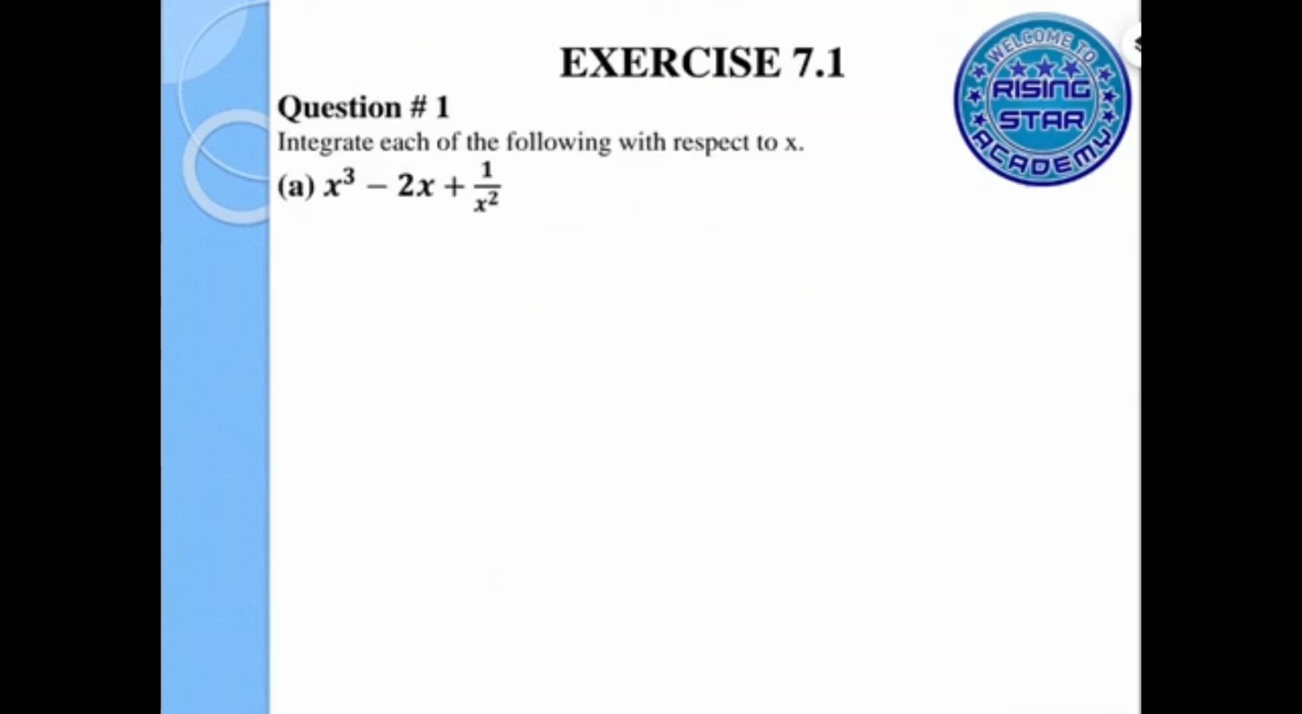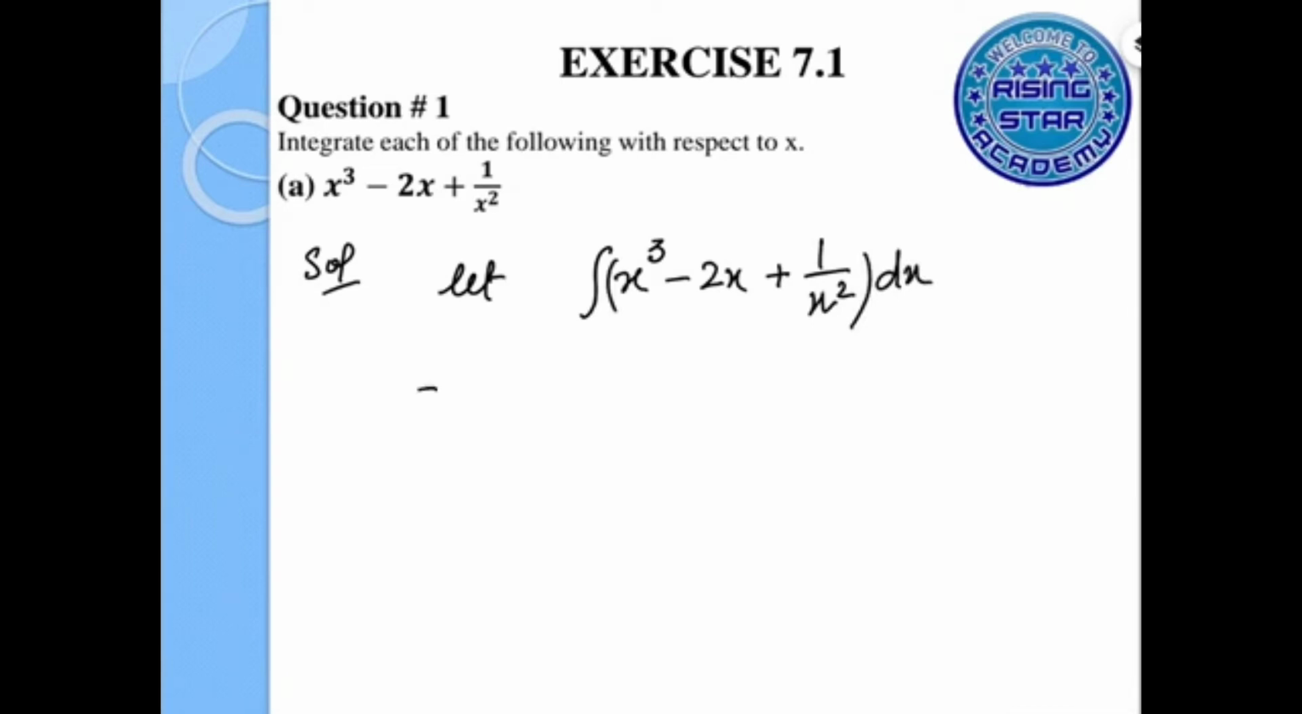Now we will solve exercise 7.1 with question number 1. So we'll start. We will take the integral of x cubed minus 2x plus 1 over x squared dx. For this, we will take the integration, but before integration, we have to move the variable from the denominator to the numerator. So first of all, we will simplify: x cubed minus 2x plus x to the power of negative 2 dx. This is the law of indices.